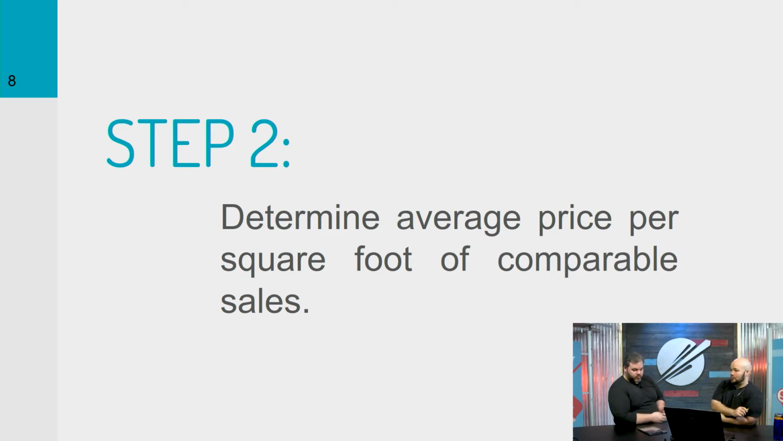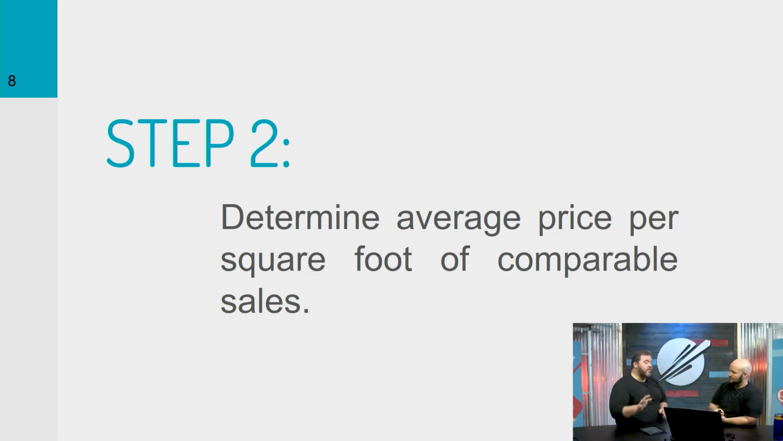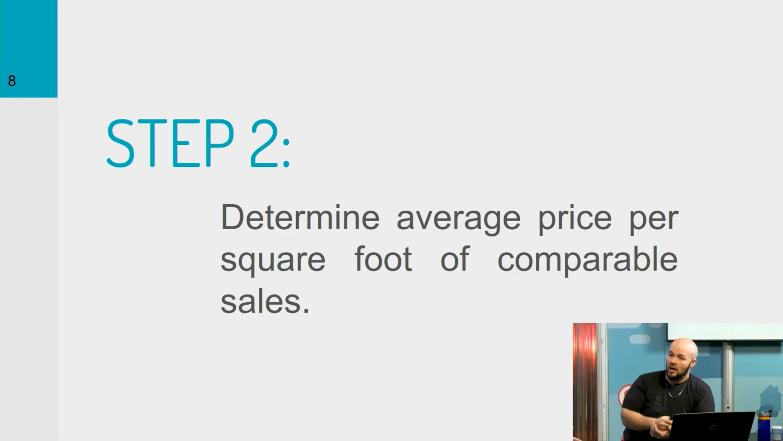Step number 2 is I determine the average price per square foot of the comparable sales. So if I have a 1,000 square foot house that's sold for $100,000, I'm looking at a $100 per foot sales price. So if all of my properties average out to $100 a foot and I have a 1,100 square foot home, I can assume that my property is going to sell for 110 grand. This may be getting ahead of us, but if I've got a 1,400 square foot, does that mean I've got a $140,000 house? That depends.